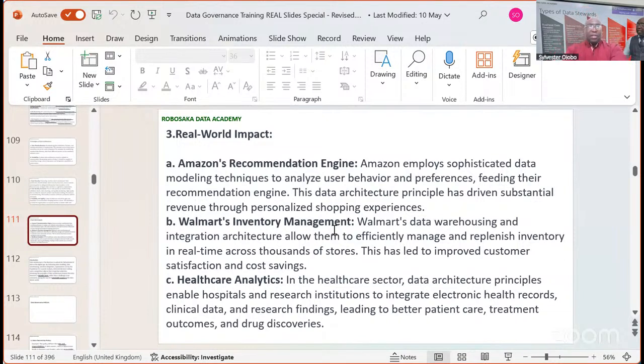Okay, so we have real-world impact in a situation like Amazon. If you made mention of Amazon at that time, they employ sophisticated data modeling, the architecture, the framework, techniques to analyze user behavior. That means you're always coming in to buy this material. Then the next thing you receive, because they know your preferences, is something coming out on your phone or your email saying that 3 years ago, 2 years ago, you bought this, and well, the price has changed.